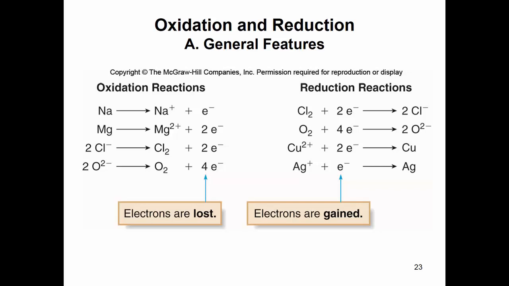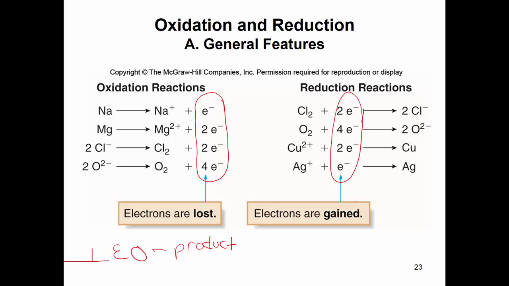Here's some more that we can look at. If it's an oxidation reaction, the electrons are going to be lost. So lose electrons, oxidation. Look here, all of the electrons are on the product side. Reduction reactions, electrons are gained. They're on the reactant side. Electrons have to be gained. Chlorine has to gain 2 electrons before it can produce the 2 chloride ions.